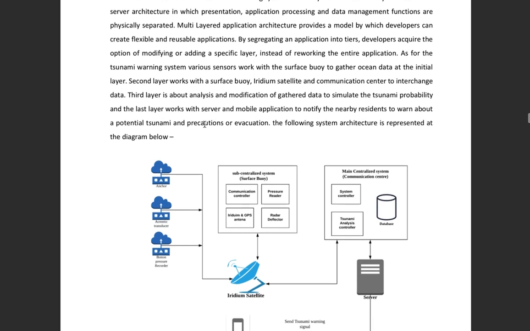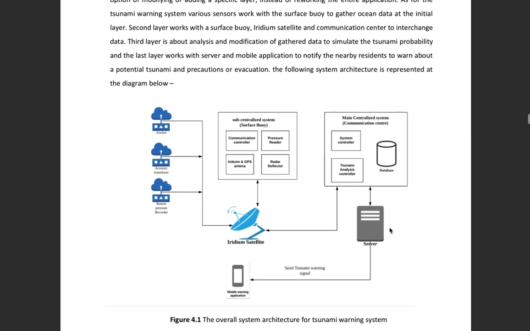And from the diagram, we can see there are three different sensors which will be connected to the satellite, and the satellite will pass on those sensor data to sub-centralized systems, and from those sub-centralized systems it will be sent again to the satellites, and the satellite will send those data to the main centralized system, where the system will receive all those data, and it will also analyze those data in order to predict a tsunami. And after that, it will be saved into the database, and the server will notify the nearby people through the mobile application SMS for a probable tsunami warning.